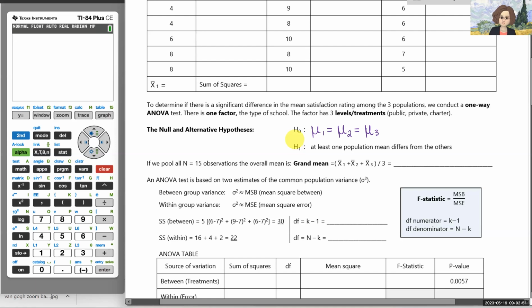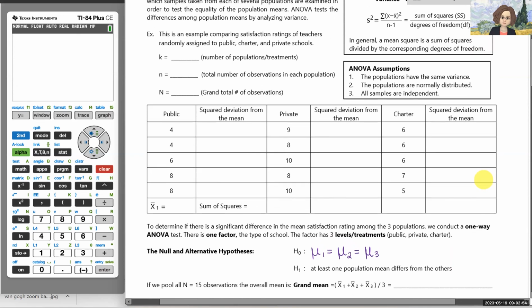Let me come back up to the top here and discuss variables. K is the number of populations under consideration, also called treatments. In our case, we have 1, 2, 3 different populations, so K is 3. Lowercase n is the sample size. For the purposes of creating an easy example to work with, we're going to have a sample size of 5, the same sample size for each of these populations. And capital N represents the grand total number of observations. If we put all of our data together, I would have 15 data values.